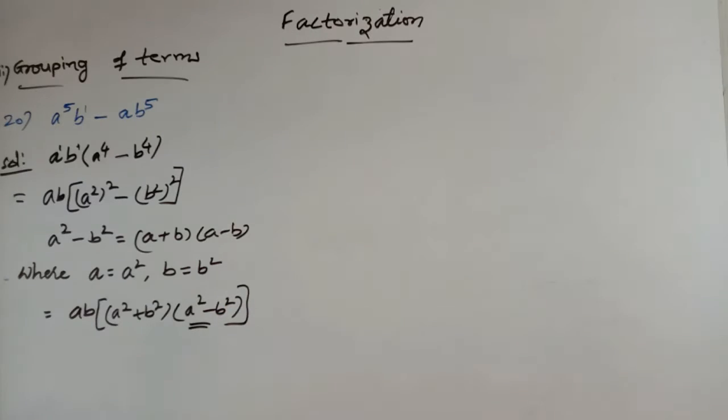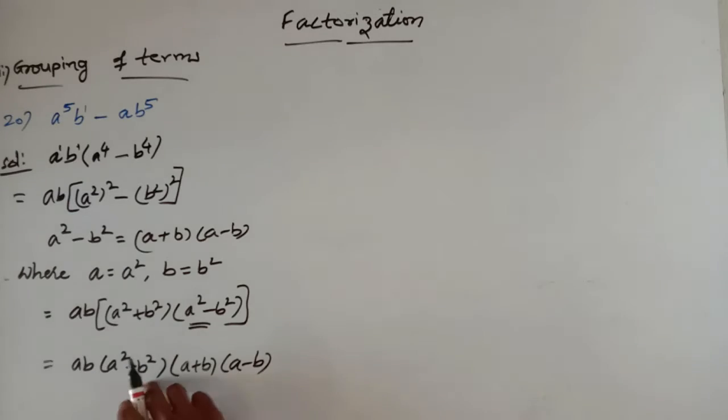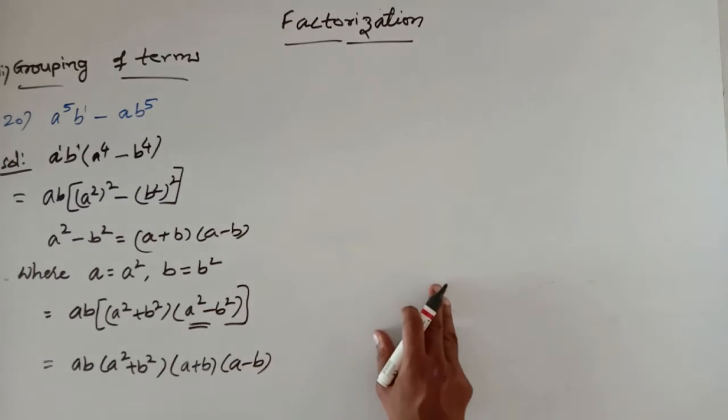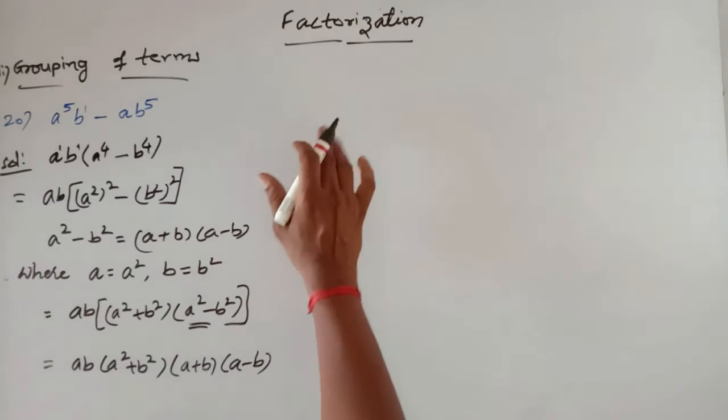Now see, a square minus b square, again same formula. Now that will be ab into a square plus b square into a square minus b square, and the formula is a plus b into a minus b. So these are the factors of a to the power of 5 b minus a into b to the power of 5.